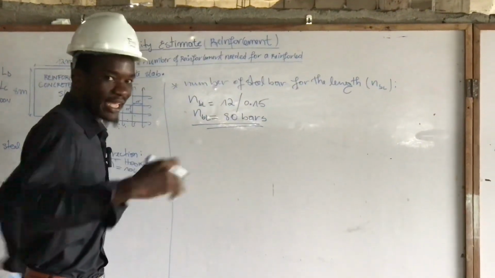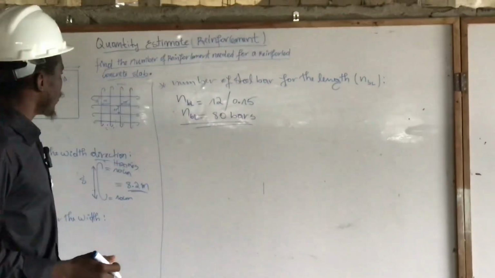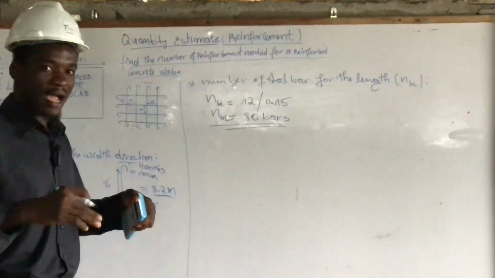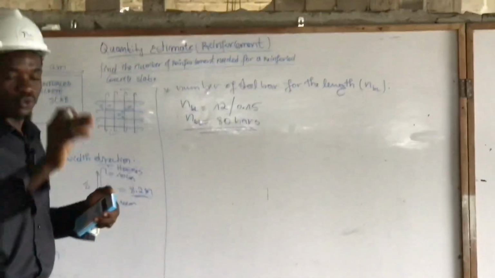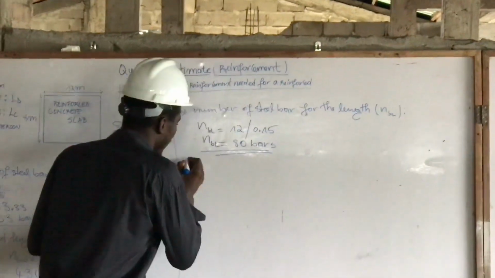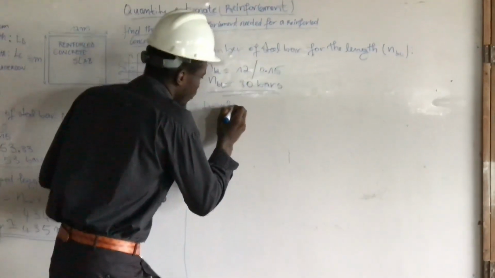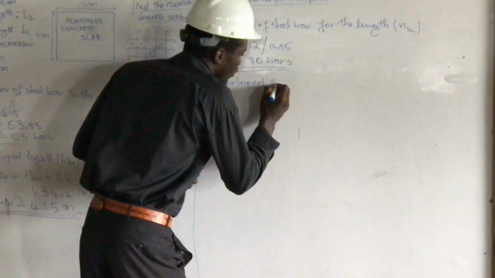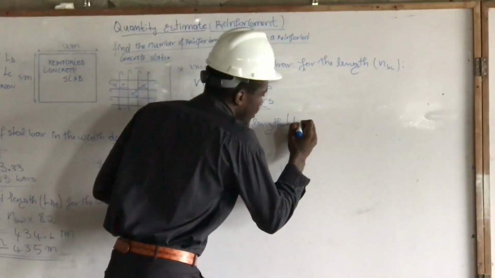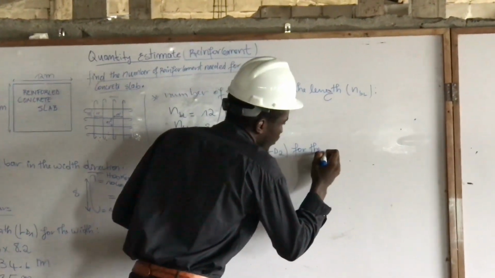So the total length of the bar that you will be using for the length, and the same thing for the width. This LD1 represents the total length of the bar used to make the reinforcement on the width. So you have the developed length LD2 for the length.